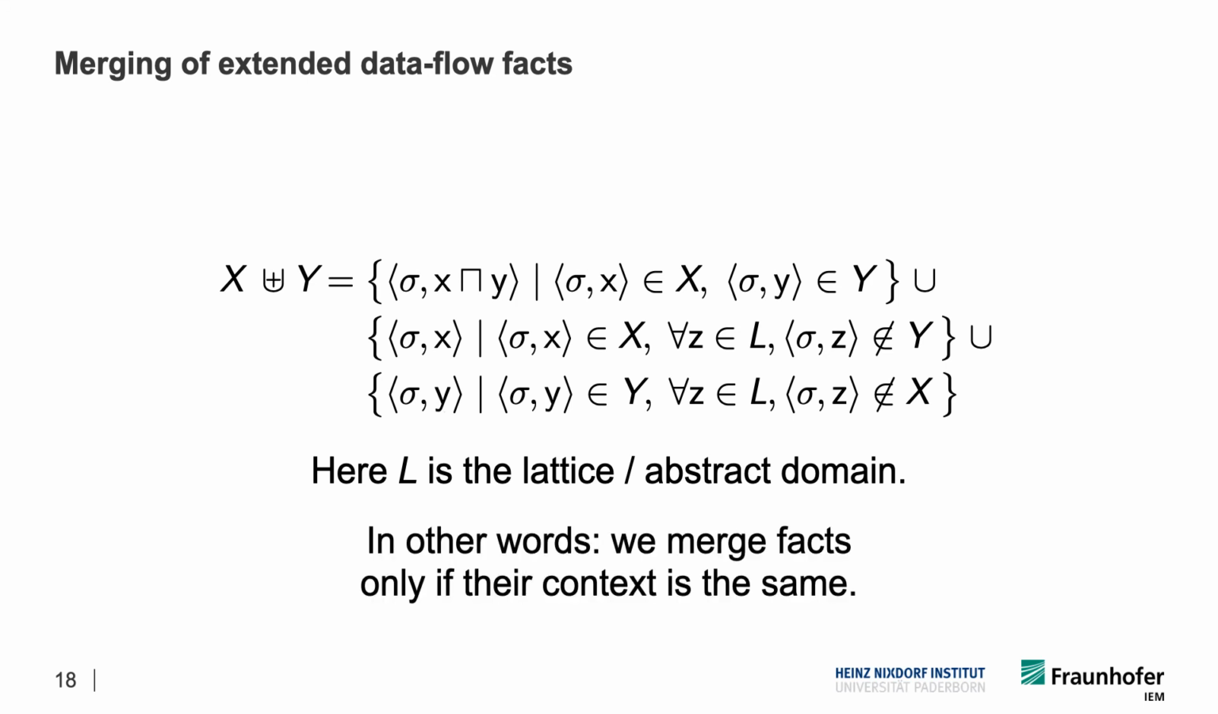So what this really means is we merge facts only if their context is the same. This is happening up here. All the other data flow facts that relate to different calling contexts are retained, but they are not merged. So merging is happening on identical contexts, but not on different contexts. I know this equation might be a little hard to digest, so if you're still unclear about this, maybe go through it with a couple of examples in your own time.